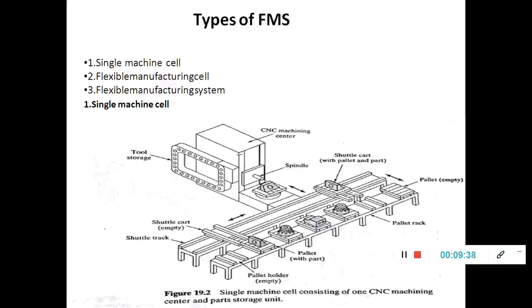The single machine cell consists of a single machine and automated part transfer lines, material handling system and storage system. So here from this pallet the work parts are transferred to this shuttle, and from this it is loaded into the machine, and after completion of this the finished product can be transferred into the empty pallet. So in this way the single machine cell is going to work.